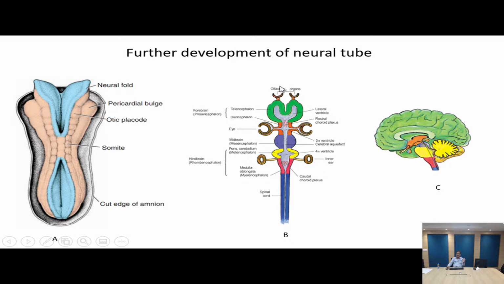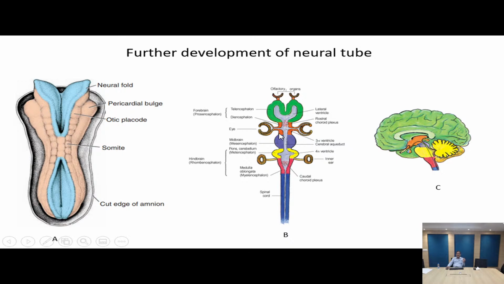So three brain vesicles are there: the forebrain. This is the forebrain. This is the midbrain, and this is the hindbrain. This is also known as the prosencephalon, the mesencephalon, and the rhombencephalon. And this is the last part of the neural tube, which has not shown any enlargement, and this will form the spinal cord.